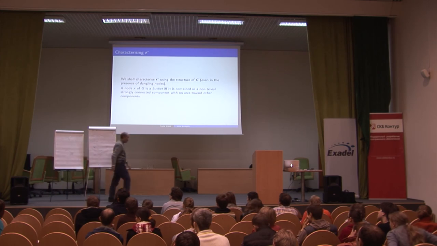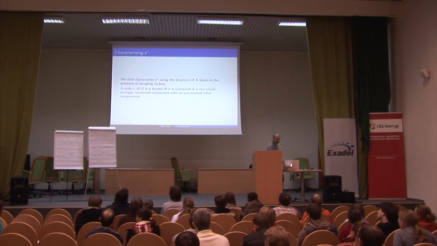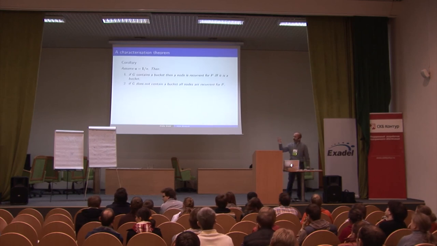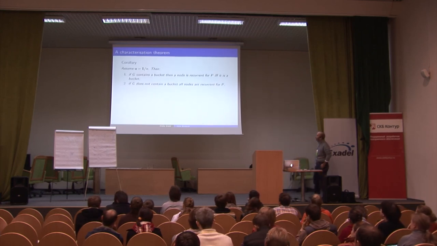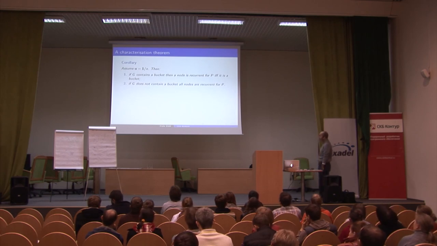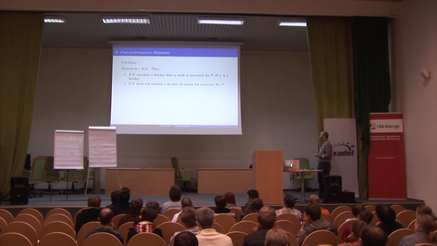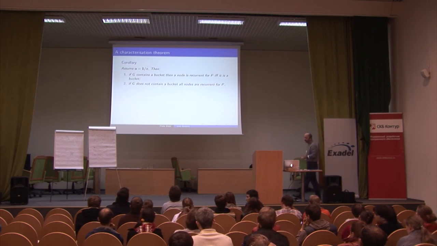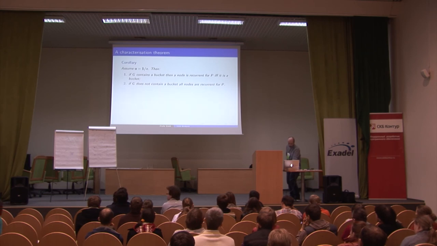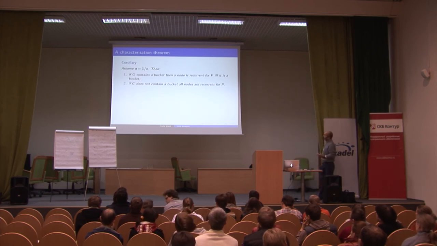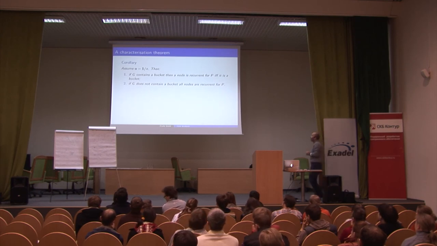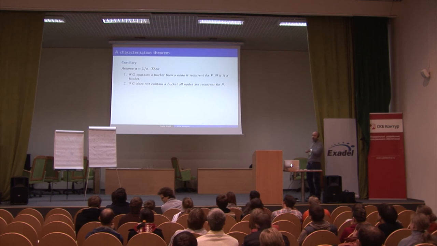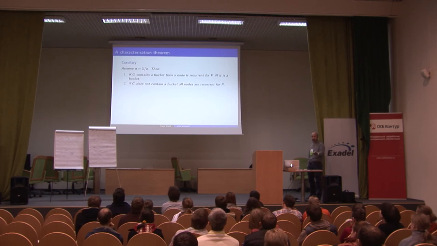Actually, this is the content of the theorem that I'm not going to prove, but this is a characterization theorem. This assumes that the dangling node distribution is the uniform one, but the whole statement is a little bit more complex. Actually, probably it's given here. So if you assume that the dangling node distribution is the uniform one, then if G contains a bucket, a node is recurrent in the limit if and only if it is in a bucket, which is exactly what I told you before, which means that R star is zero everywhere except possibly on the bucket.